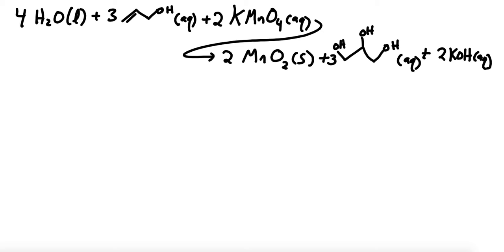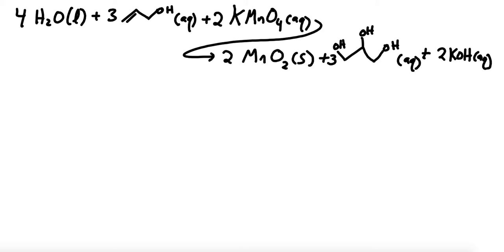Okay, so in this equation, for this reaction, we've got water, and we've also got some sort of organic compound. Looks like it's got an alkene and an alcohol group on it, and it's reacting with potassium permanganate to form manganese dioxide and looks like a trialcohol and some potassium hydroxide. Great. So we have to somehow classify this reaction.